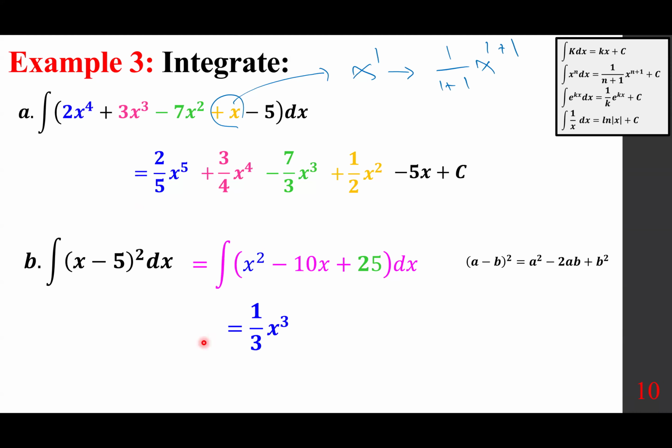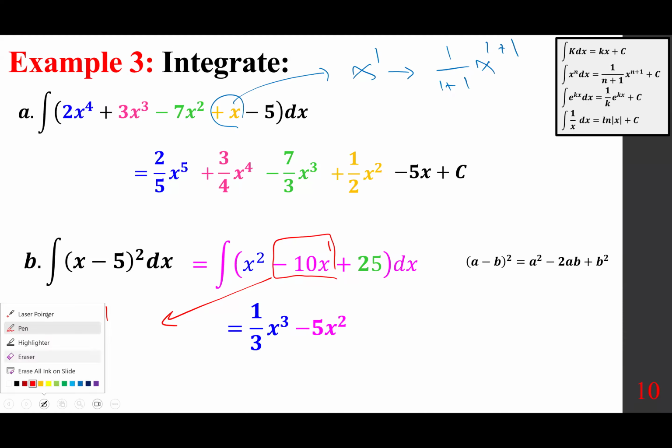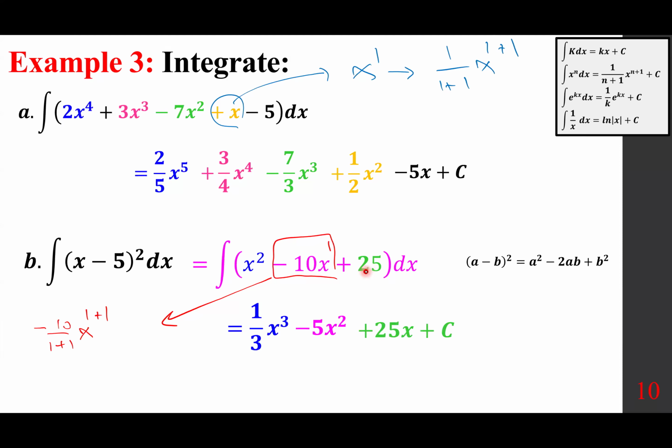But what about this one? Again, I want to show you this is the same as that in essence. The exponent that is missing is 1. So you write minus 10 over 1 plus 1, x to the power of 1 plus 1, which means minus 5x squared. Plus 25 means plus 25x. And now at the end, we add a constant. So don't forget, we need to add a constant at the end, everybody.